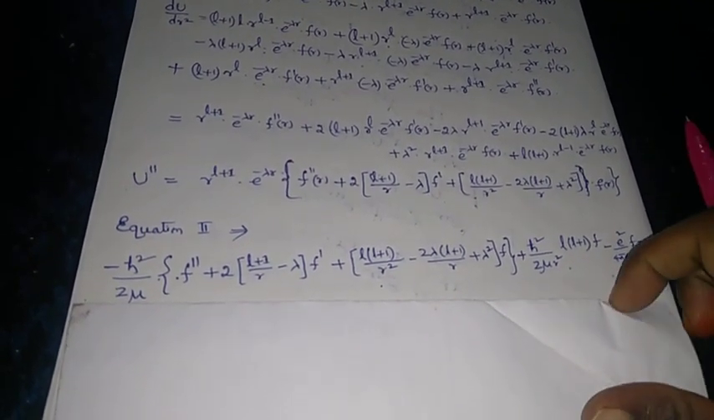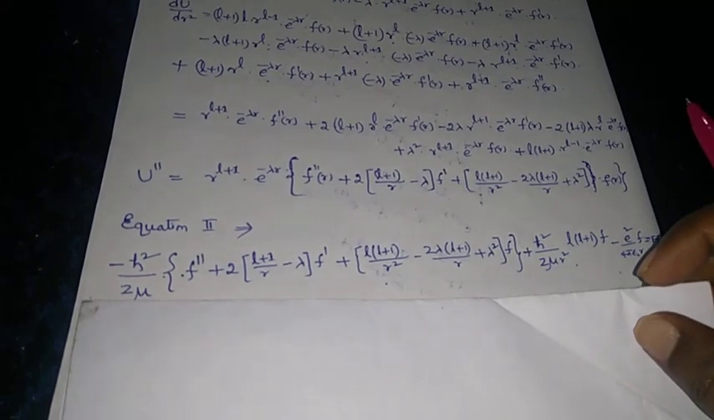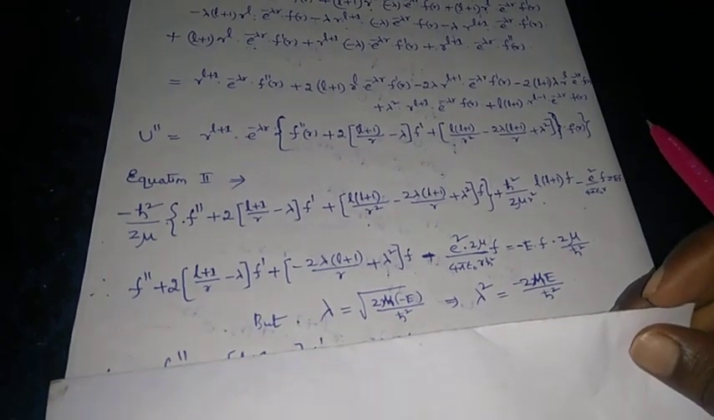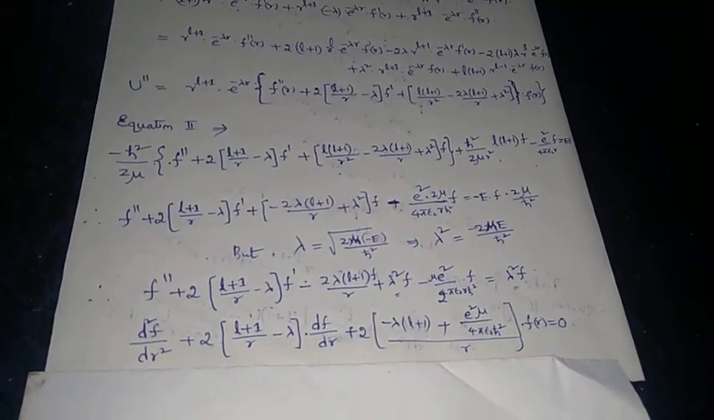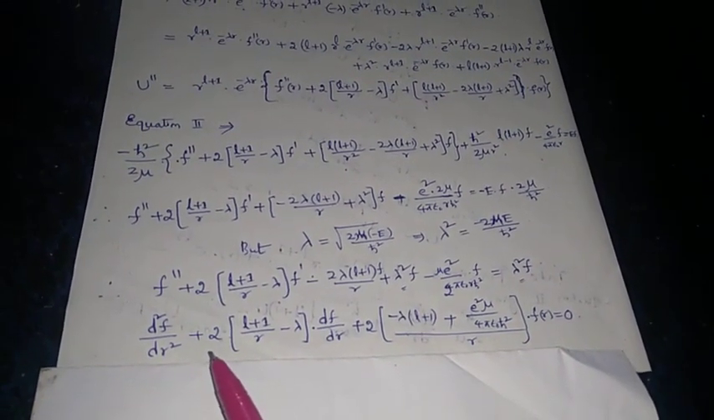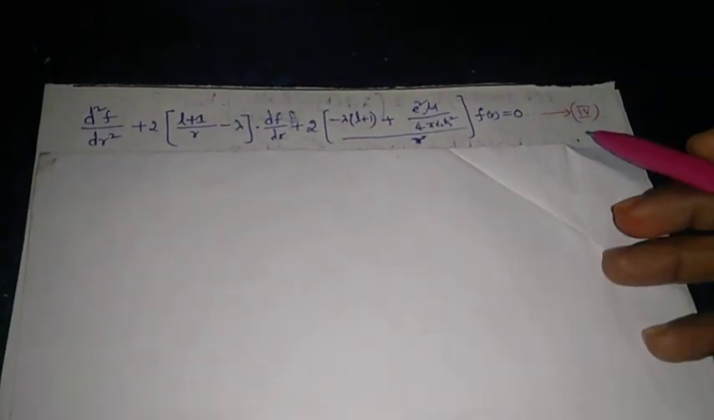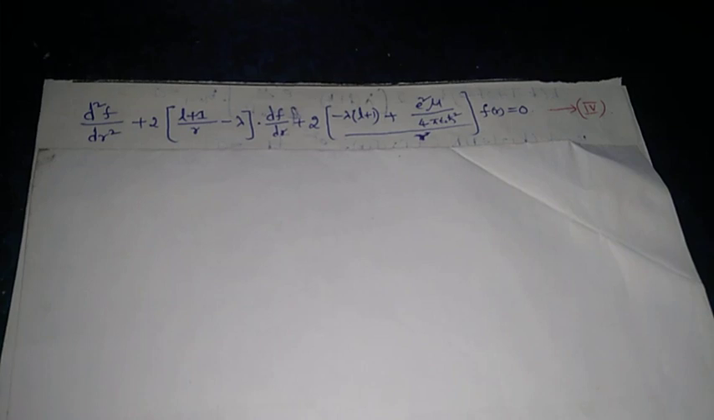And if you multiply this equation by 2μ/ħ² on both sides, it will turn into this form. And then if you make use of the fact that λ² is equal to minus 2μE/ħ², we will have some cancellation of terms. So we get the differential equation for f like this, which we can call equation number 4.